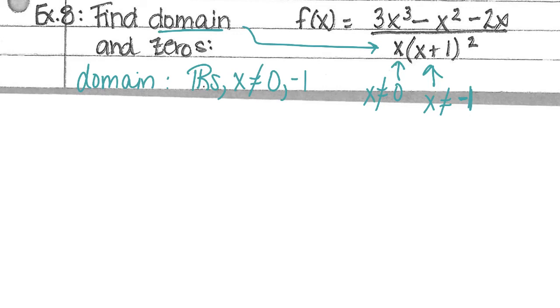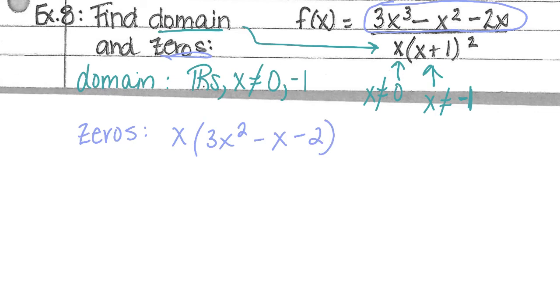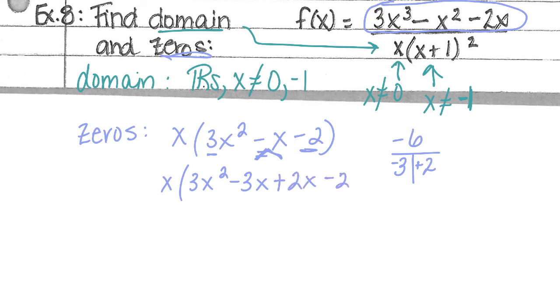All right, in the numerator, they're going to give us the zeros. So the first thing I have to do to find the zeros is factor. I can take out an x, and it looks like I have 3x squared minus x minus 2. I'll go ahead and go over this. 3 times negative 2 is negative 6. The factors of negative 6 that add up to be negative 1 are negative 3 and positive 2. I'm going to use the substitution method because I like that method best. And I'm replacing this negative 1x with a negative 3x and a positive 2x.